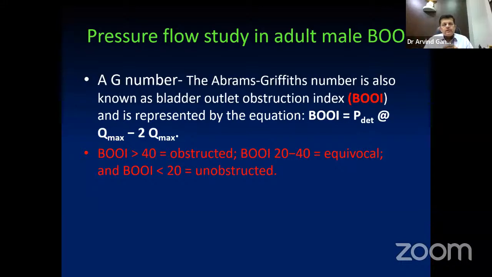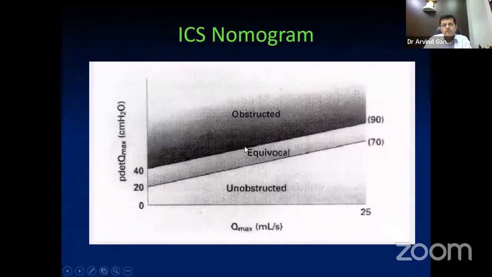So if the figure is more than 40, definitely the patient is obstructed and might require some intervention. 20 to 40 is equivocal, less than 20 is unobstructed. And the same can be represented on this ICS nomogram. If the graph lines are somewhere here, it is obstructed. If they are somewhere here, it is unobstructed.